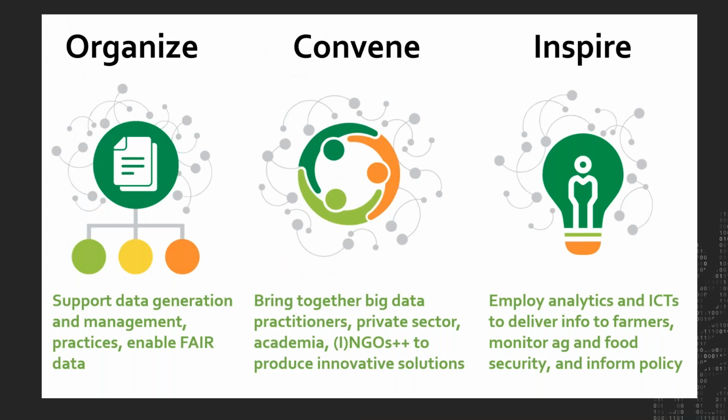And so how we've conceived this platform for big data and agriculture is as 3 pillars: organize, convene, and inspire. As I said, I lead the organize part of this because data is really at the heart of anything that you want to be able to do with big data, with machine learning and artificial intelligence. And that data needs to be understandable, it needs to be well managed, and increasingly we're talking not about open data, but FAIR data. And FAIR stands for findable, accessible, interoperable, and reusable. So that's an acronym that I hope you will take away with you as you walk away from this webinar.